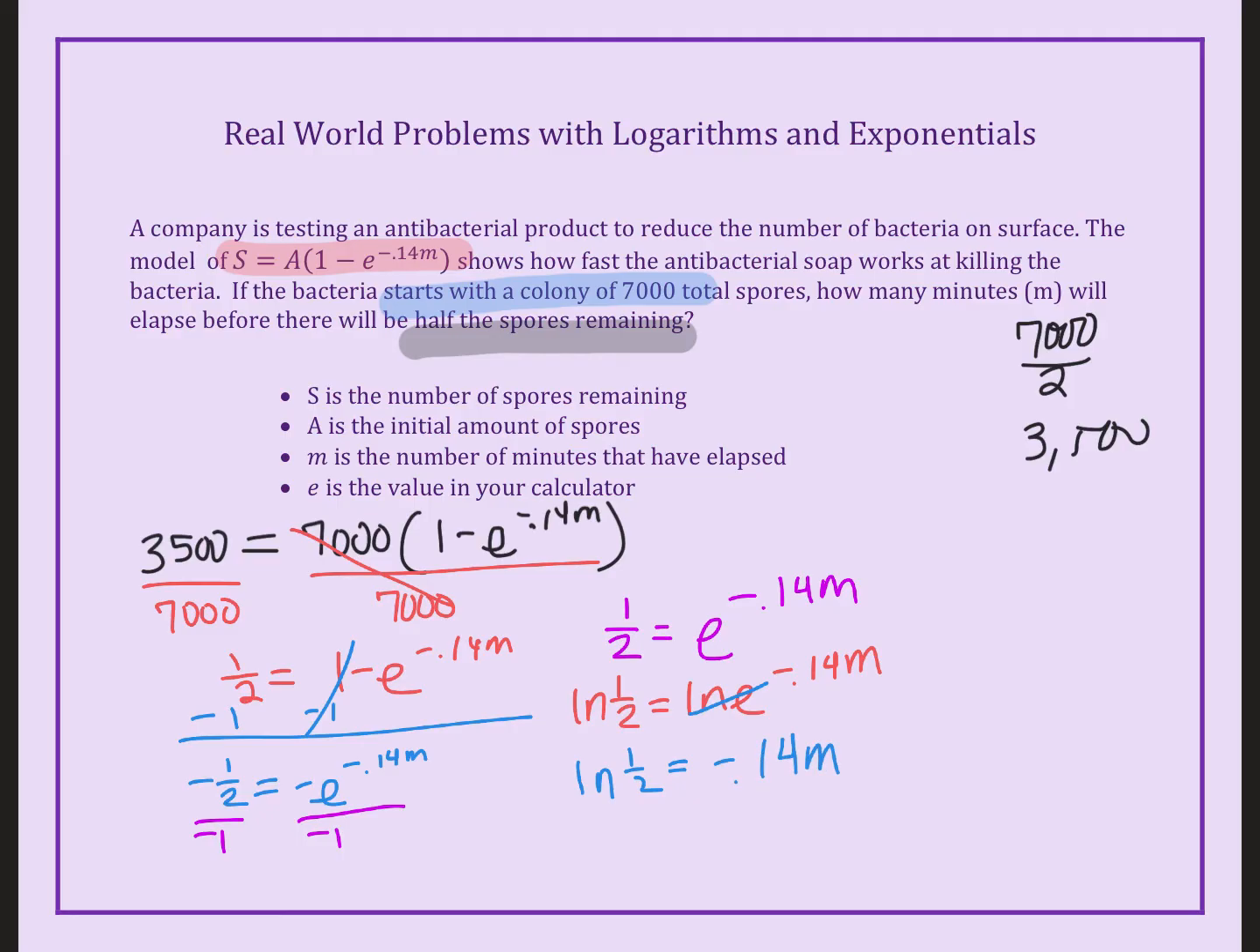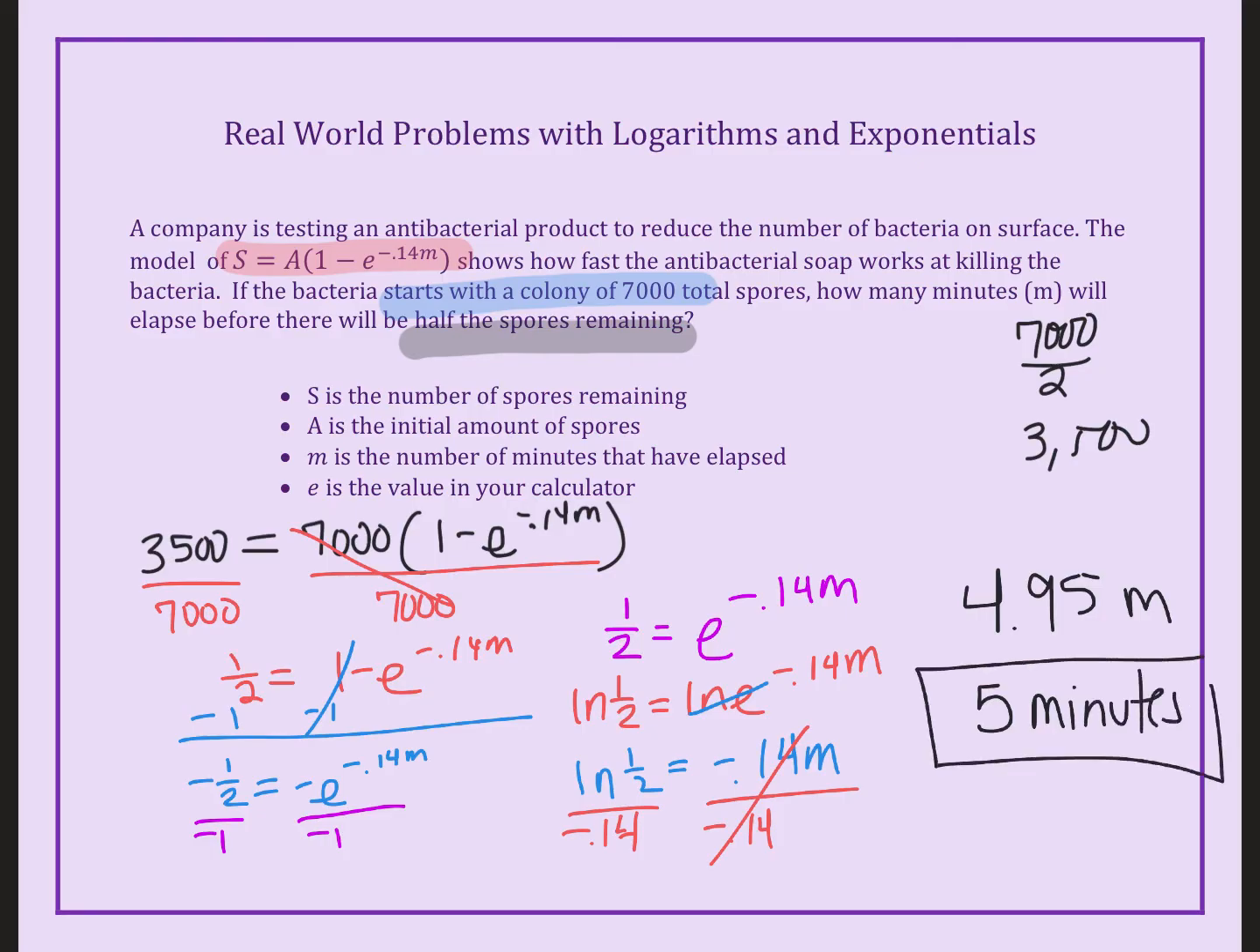Now, how do I move that negative 0.14? I divide. Now, I do want the decimal answer to predict how many minutes. So using a calculator, I'm going to plug this in. And when I plug it in, my exact answer is actually 4.95 minutes. And since this is approximate, this is the correct answer, or we can round to approximately 5 minutes. So in 5 minutes, half the bacteria is gone, okay?